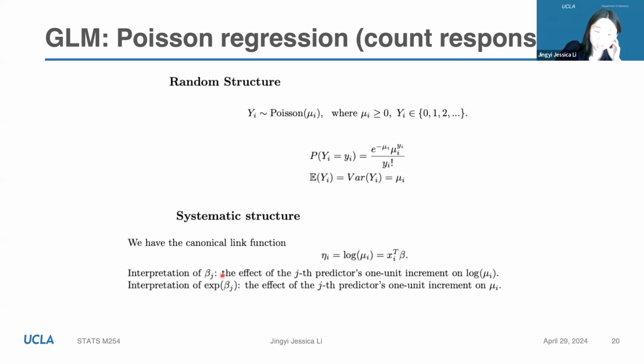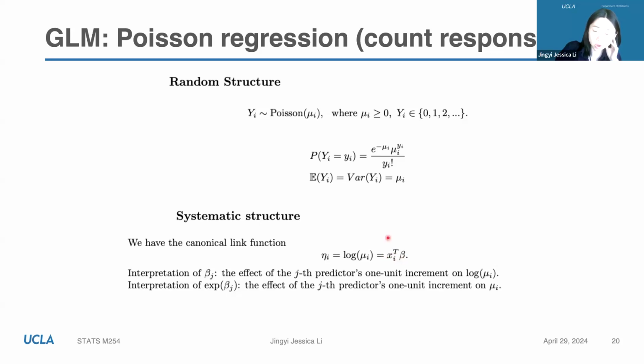So in this case, the effect beta j, the jth predictor's slope, is the effect of a 1 unit increment of the jth predictor on log mu i. Then if you take the exponential transformation of beta j, it's the effect of a 1 unit increment of the jth predictor on mu i. So it's a way to interpret what the slope means in the Poisson linear model.